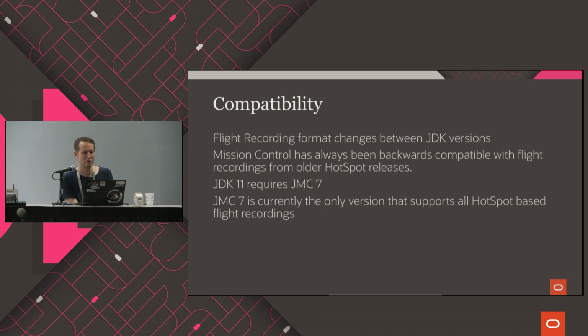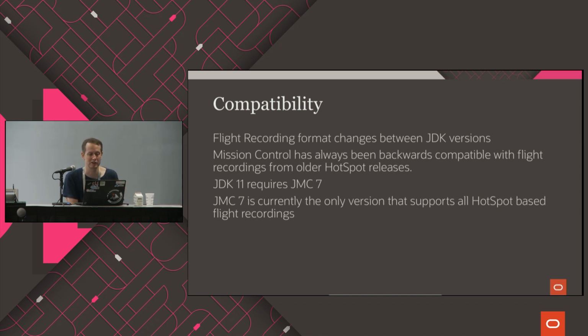I've already talked about compatibility a little bit, but just to reiterate, because this is a very important point, the later versions of Mission Control are backwards compatible with the earlier flight recordings. And so generally, we always recommend that you just use the latest version of Mission Control, whatever that may be.